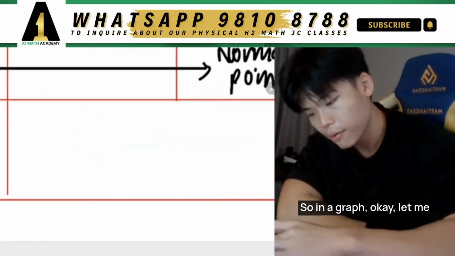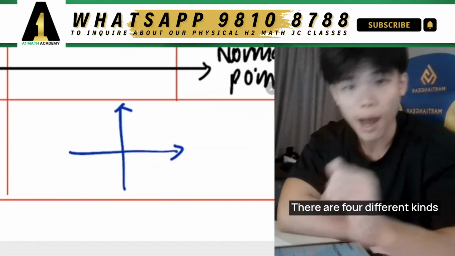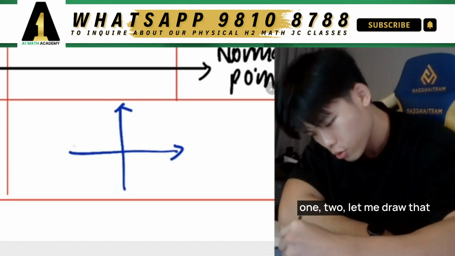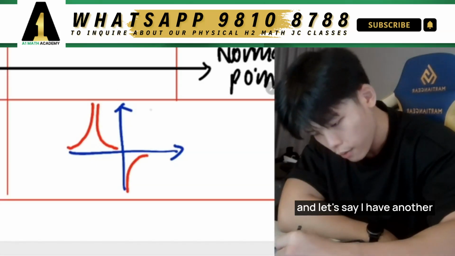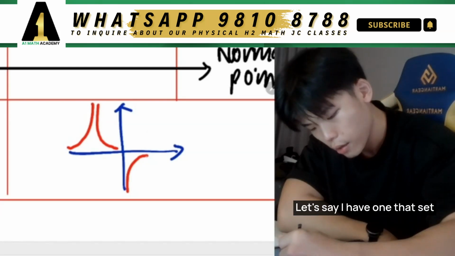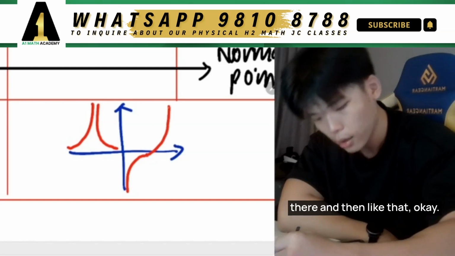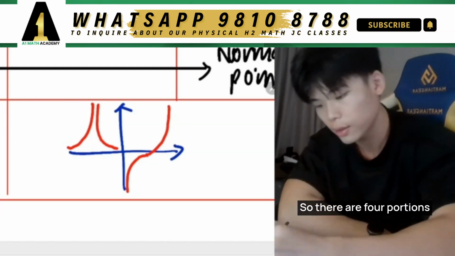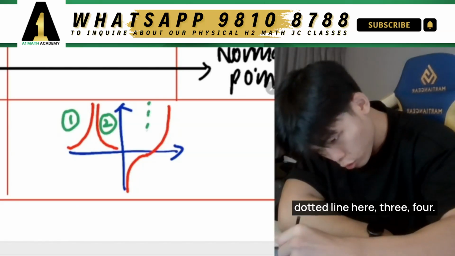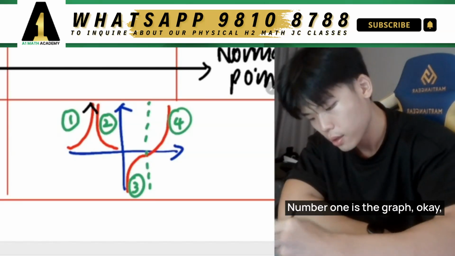So in a graph, let me just illustrate this over here. There are 4 different kinds of behaviors. We can have 1, 2, let me draw like that. And let's say I have another one that is going to here. Okay, let's say I have one that's like that, and then like that. So there are 4 different types of graphing behaviors. 1, 2, just going to draw a dotted line here. 3, 4.